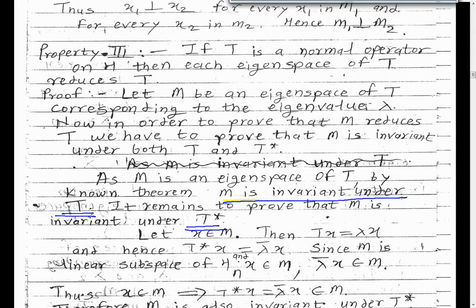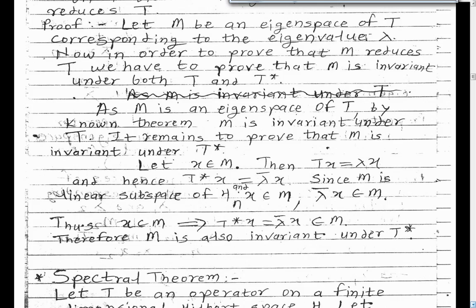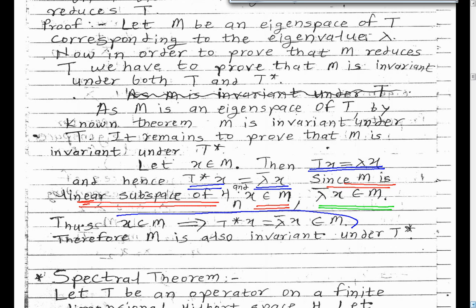So to prove this, consider a vector x belonging to M. Then Tx is equal to lambda x, and hence T star x is equal to lambda conjugate x. As M is a linear subspace of H and x belongs to M, lambda conjugate x also belongs to M. Thus, what we proved is that if x belongs to M, then T star x is equal to lambda conjugate x. Therefore, M is also invariant under T star.